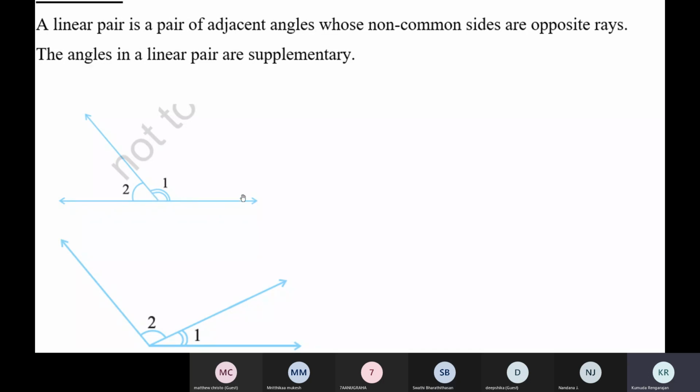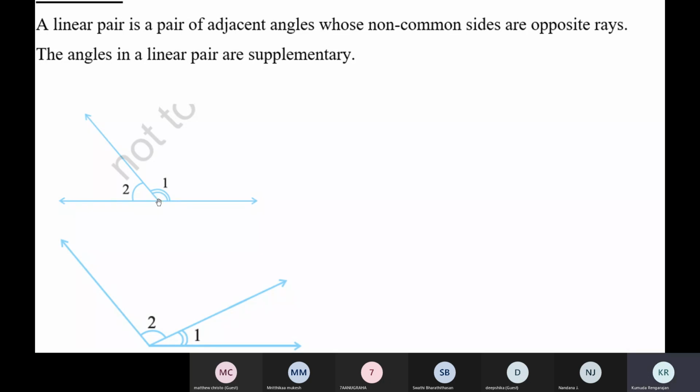These are the arms of angle 1. And these are the arms of angle 2. So this arm is common to angle 1 and angle 2.